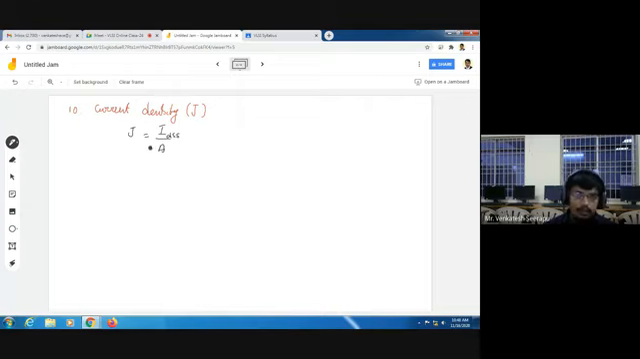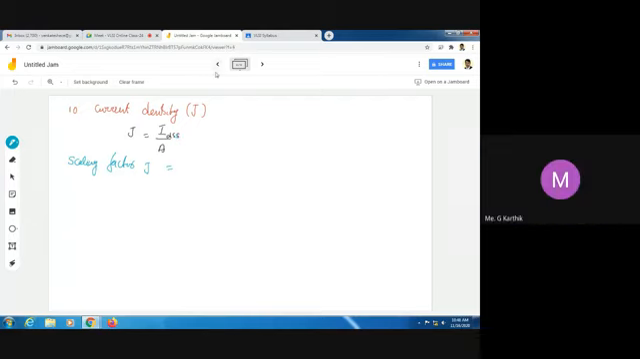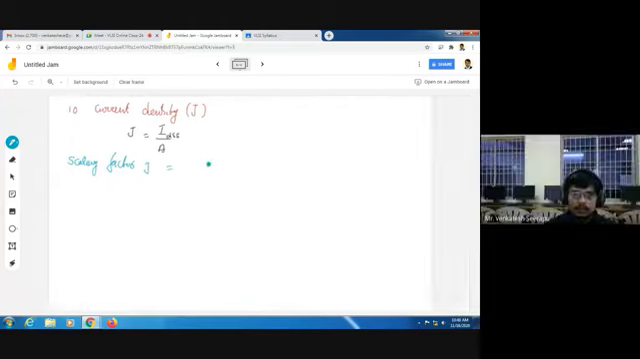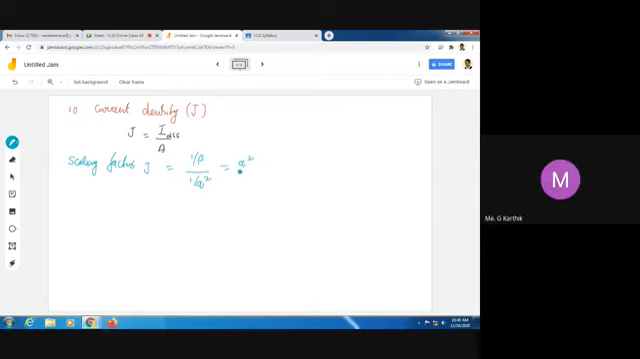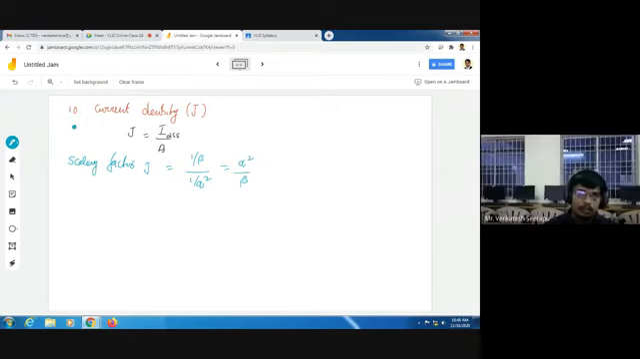Okay. Now calculate the scaling factor for J. What is the scaling factor for IDSS? Same scaling factor, 1 by beta. What is the scaling factor for area? 1 by alpha square. So what is the scaling factor for J now? Alpha square by beta. Now it is the scaling factor for current density.